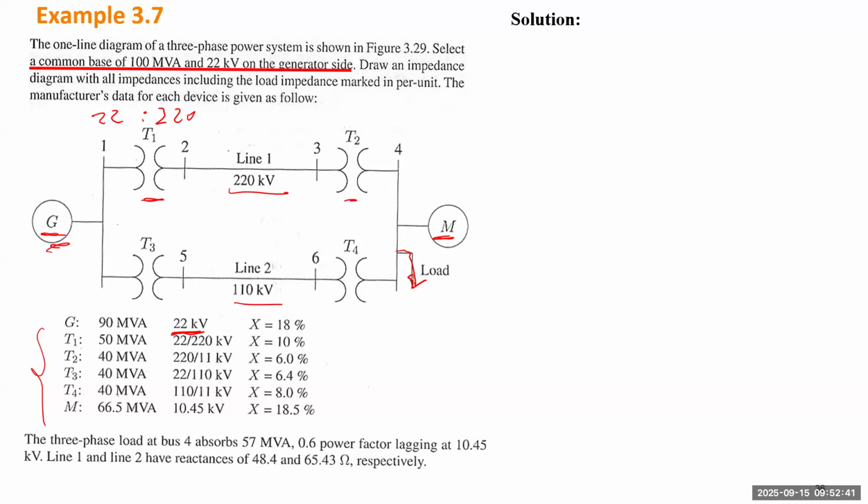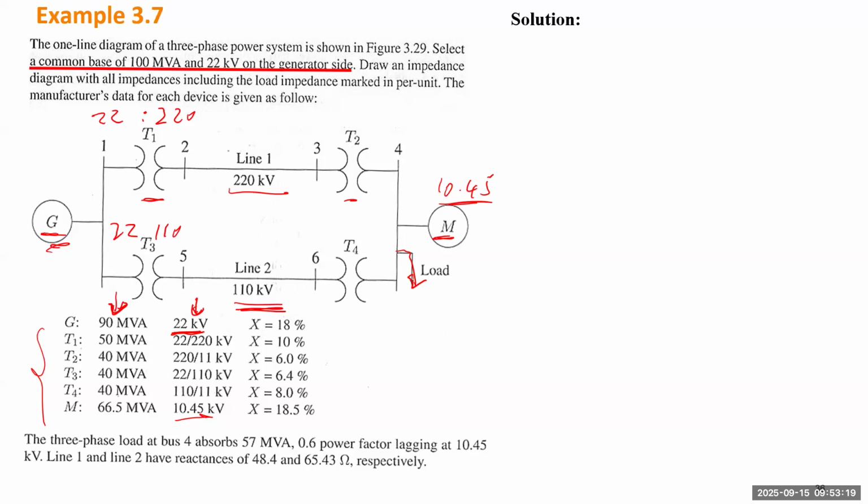The motor operates at 10.45 kV, so you need another transformer to decrease the voltage. And the second transmission path is at 110 kV, so you need to change it to 110 kV from 22 kV. Similarly, here you also need to go back to this lower voltage. And each equipment has its rated power and its rated voltage.